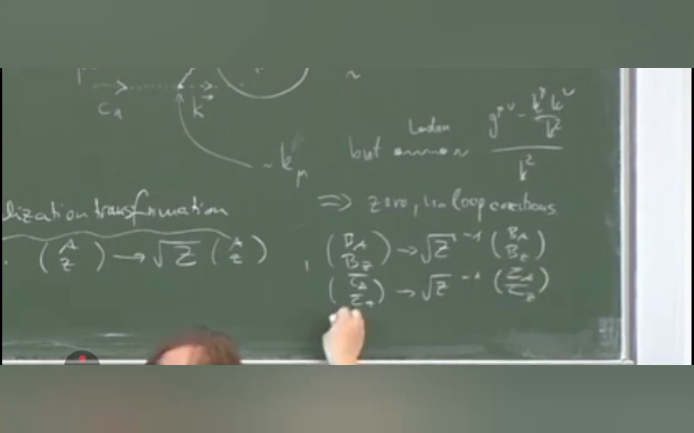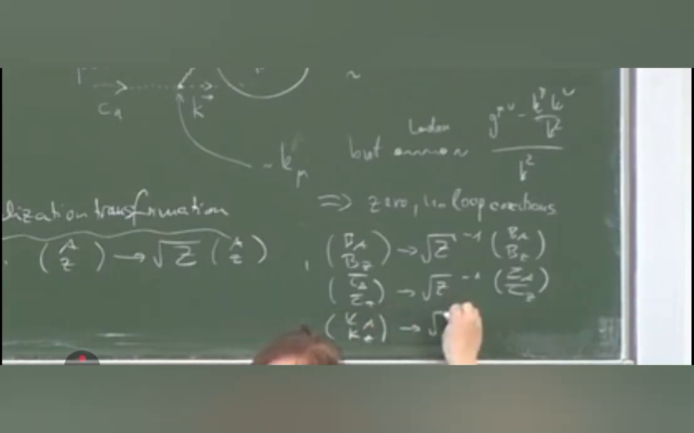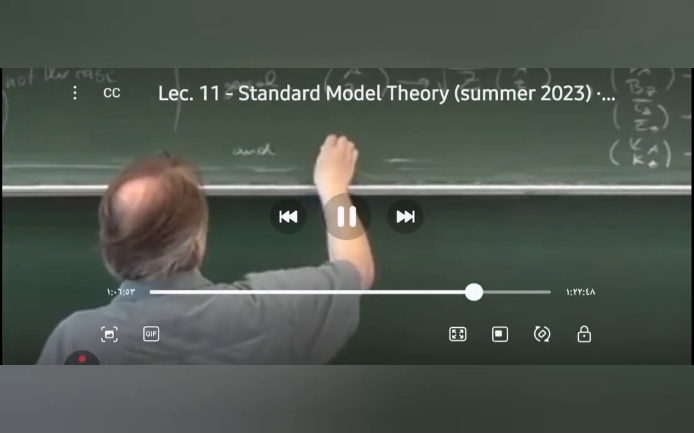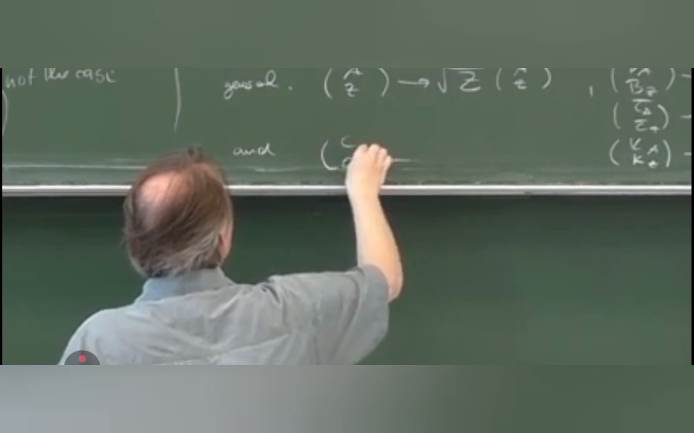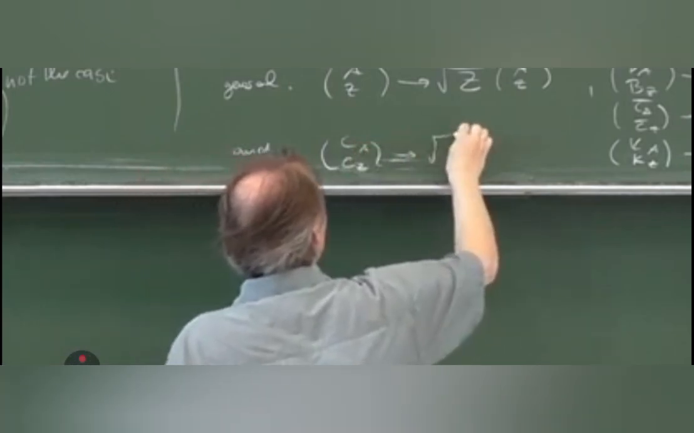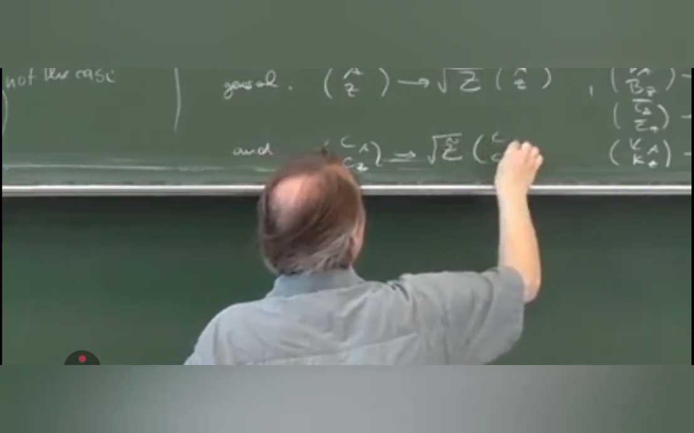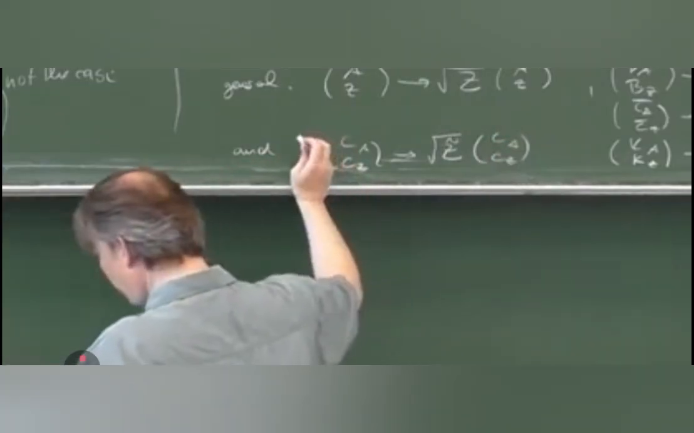And also the sources transform like the B fields, such that the gauge fixing term overall does not renormalize, and the product of source times field also does not renormalize. And the ghosts, CA, CZ, they transform with a different matrix, let's call it Z tilde, acting on CA, CZ.